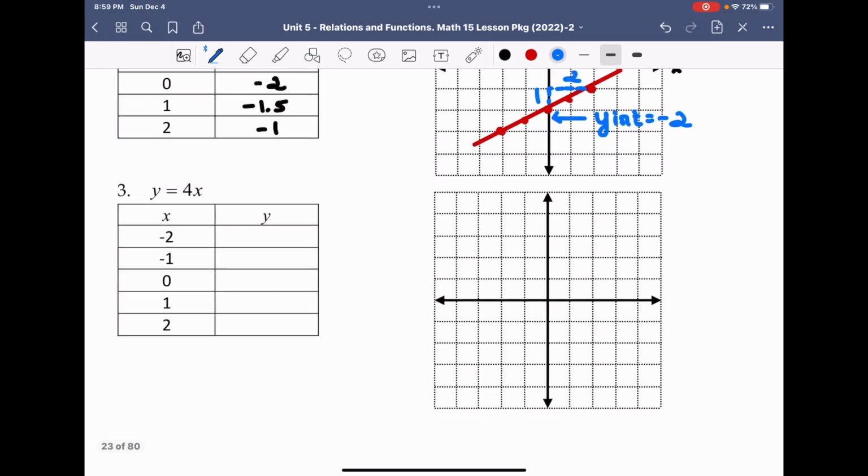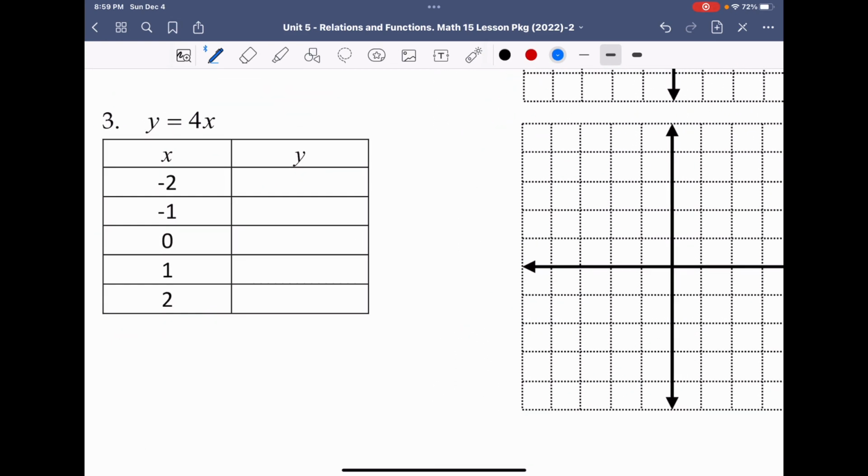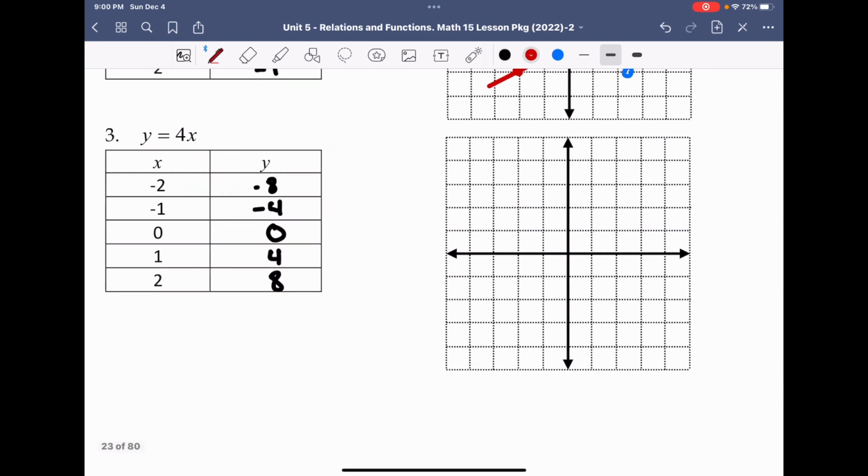All right, and then lastly, if we plot these in a table of values here, we have our x's, which we'll plug in for each x here. Now, if I plug in -2, I'll get -8. -1, I'll get -4. If I plug in 0 for x, I'll get 0. 1 for x, I'll get 4. And finally, 2 for x, I'll get 8. We realize these are an ordered pair again, and we can plot it. So in the red here, I'm going to plot this again.